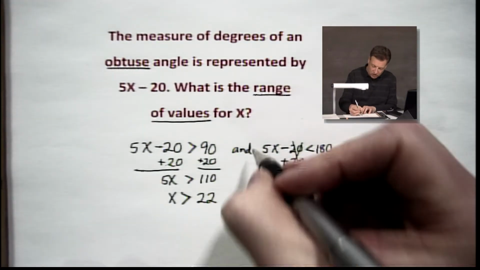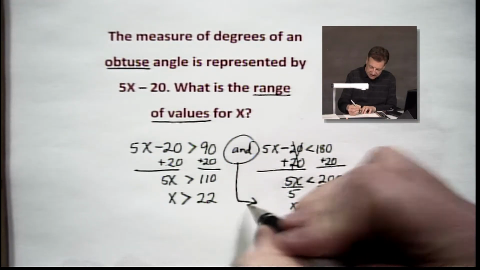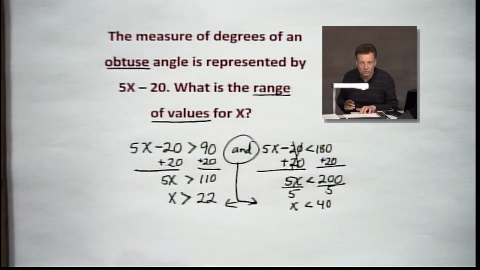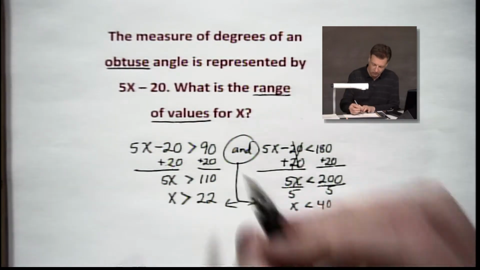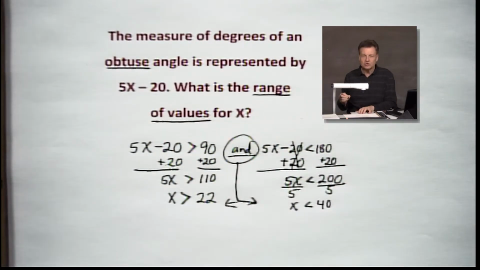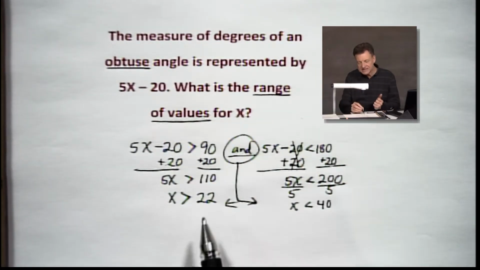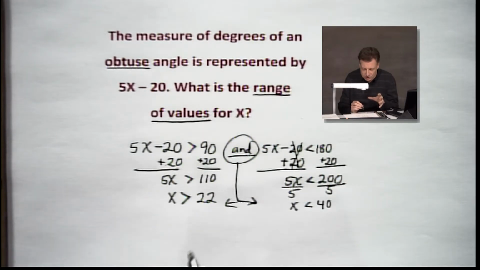Now, there's one word here that's very important. That's "and." What do we do with this "and"? I keep repeating that word, but it's important, because both of these have to hold true at the same time. So x has to be greater than 22 and also less than 40.